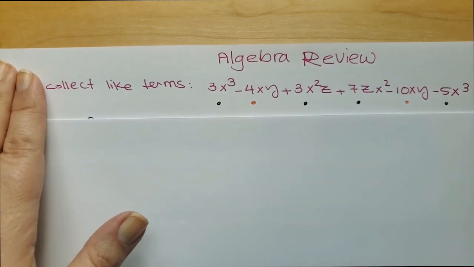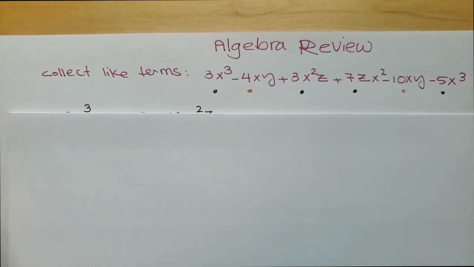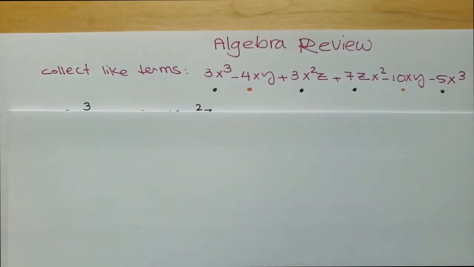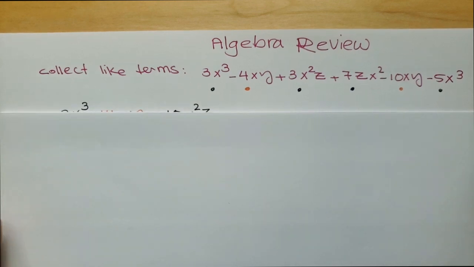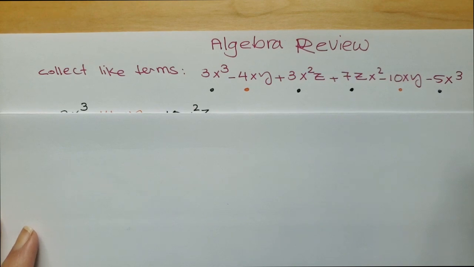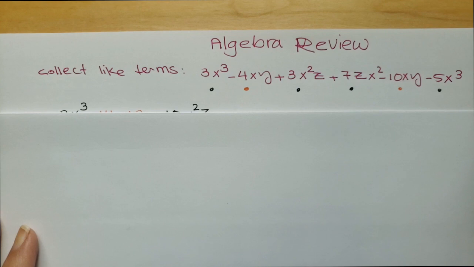I tried to do one question on each topic. These are also the review questions for Math 237. So the first question would be collecting or adding like terms. Just to remind you, like terms have the same letter and the same exponent.